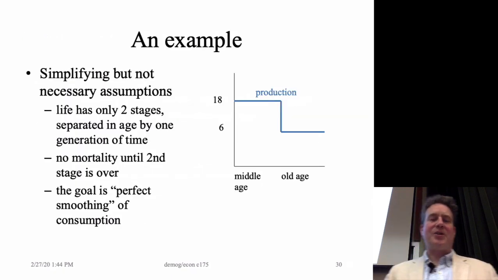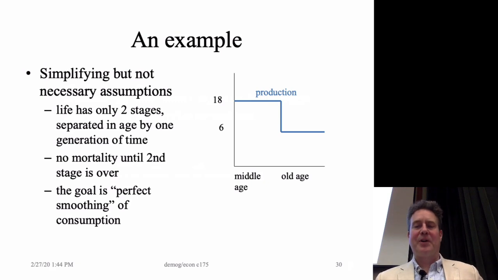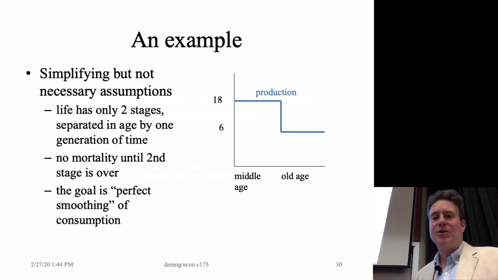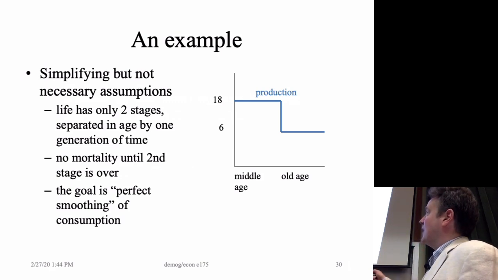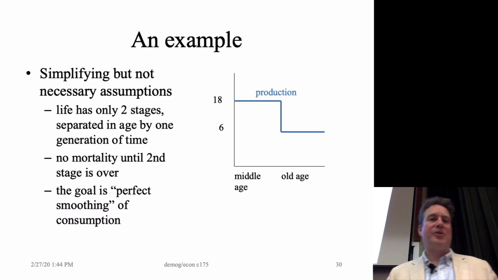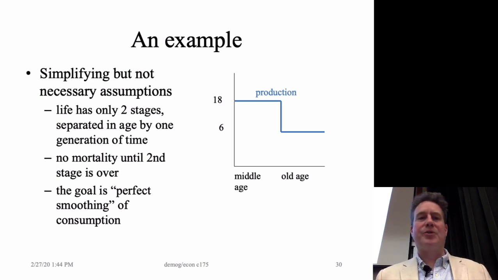So now let's step through some math of what sorts of things we might be talking about here. Suppose we've got two different stages of life, separated by one generation. And suppose there's no mortality, nobody dies until the second stage, old age, is over with. So everybody who is in middle age will get to old age with perfect certainty. And the goal, suppose, is perfect smoothing of consumption. And by that, we basically mean equalizing it.